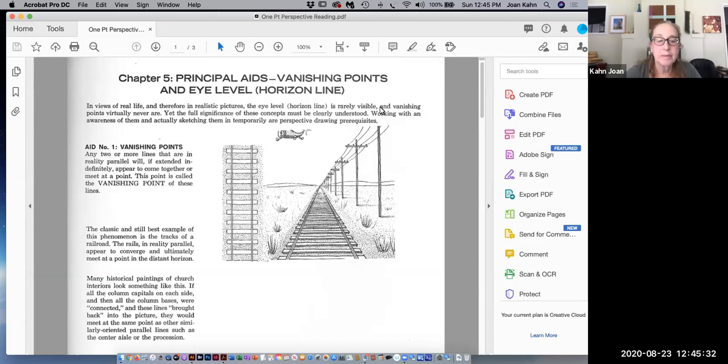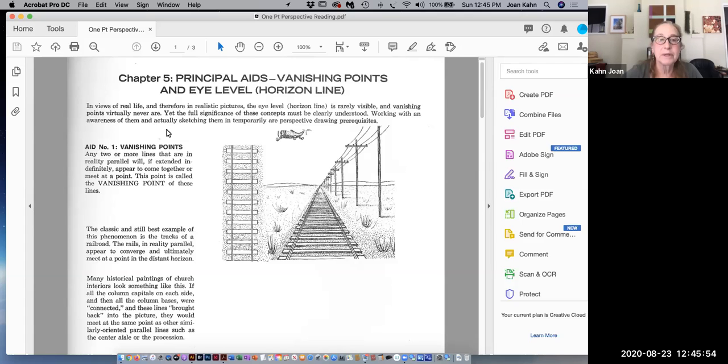So I'm reading from a book called Perspective Drawing Handbook by a man named Joseph D'Amalio. This is chapter 5, Principal Aids, Vanishing Points and Eye Level, Horizon Line. So vanishing points. I'll read the introduction first.